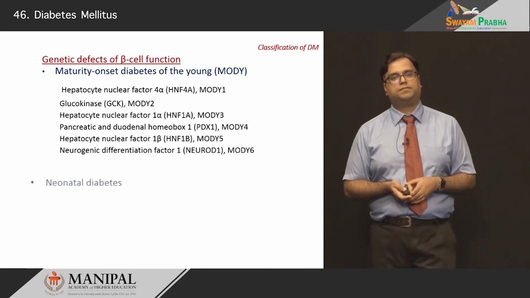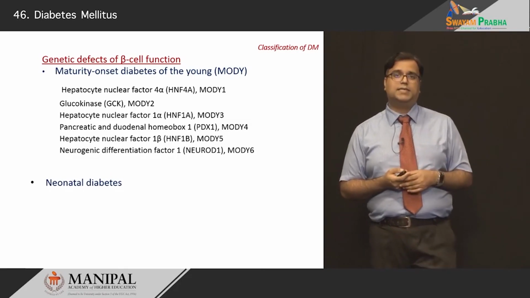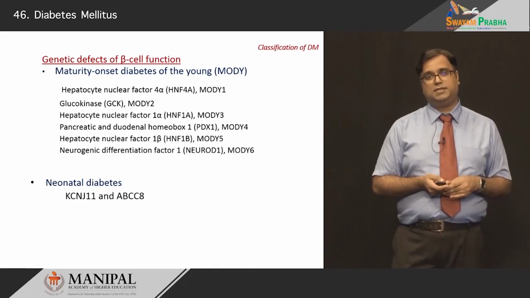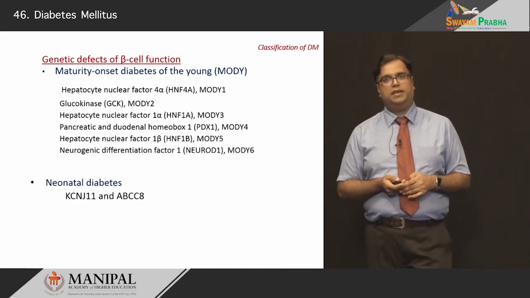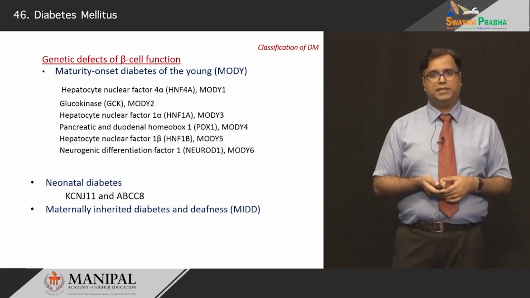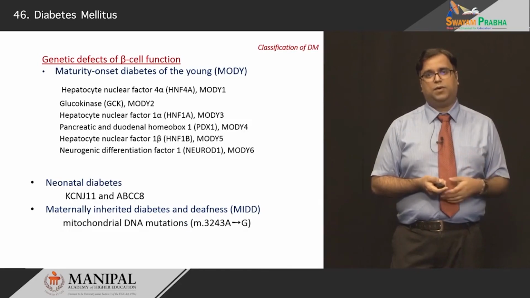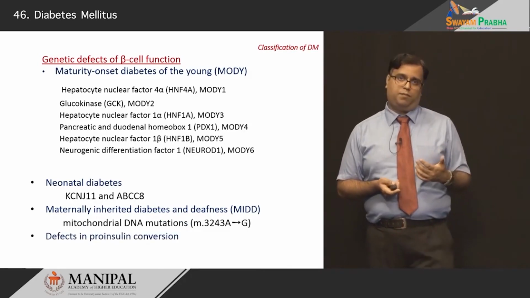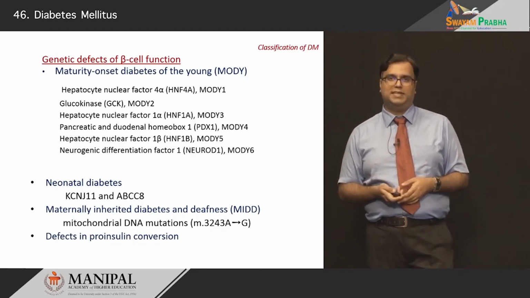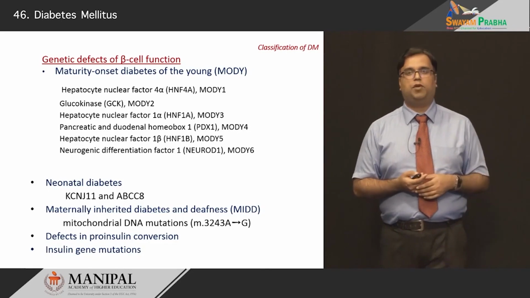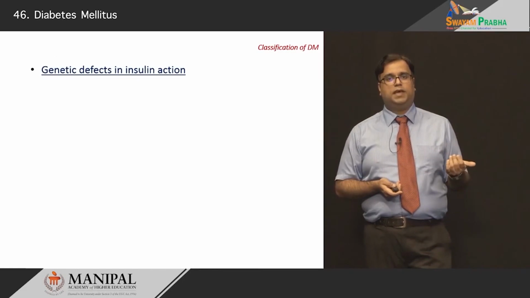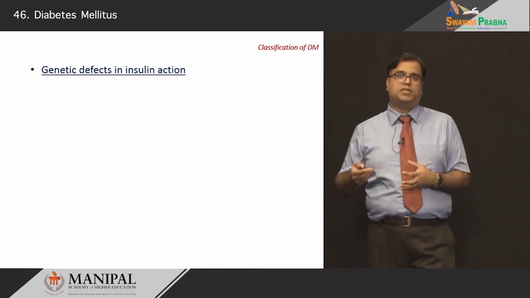You also have neonatal diabetes, a recently discovered entity in the last decade or so, where there are mutations specifically in ABCC8 and KCNJ11. You also have maternally inherited diabetes and deafness, MIDD, where certain DNA in the mitochondria are mutated, or you may have problems in insulin derived from proinsulin, so the conversion of proinsulin is defective, or you may have inherent gene mutations in insulin itself. What about some of the other things on insulin action? It is synthesized, but its action is not effective.